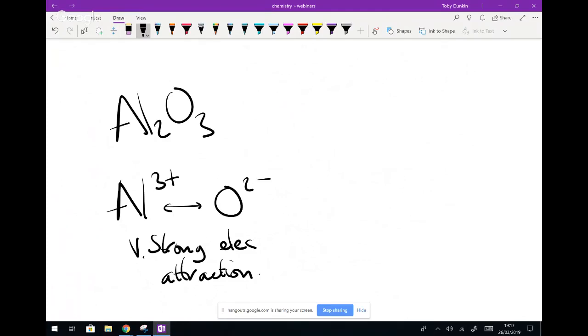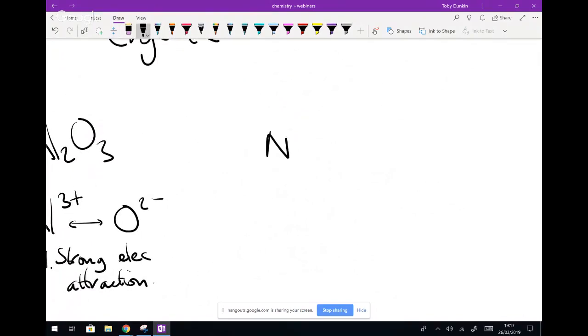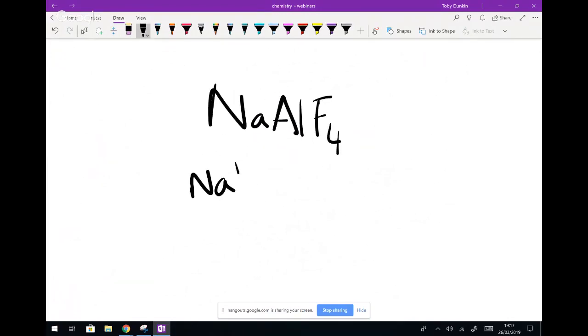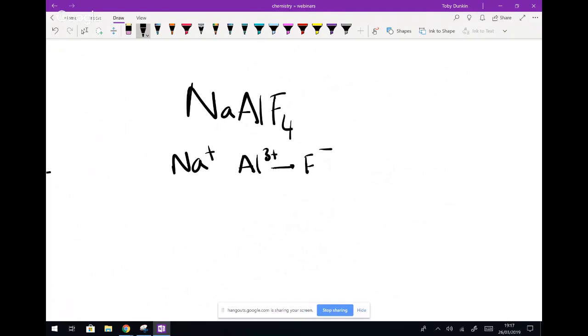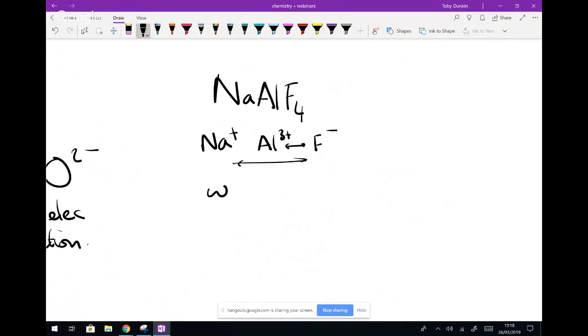You add a compound which has ions in it with a lower charge. So if you look at cryolite, which is sodium aluminium fluoride, what I've got here is an ionic compound made of +1s. Aluminium is a +3, and fluoride is a 1-. So what that means is the attraction between these two is far less. And again, also between the Na and the F as well. So we've got a weaker electrostatic attraction, as the charge difference is lower.